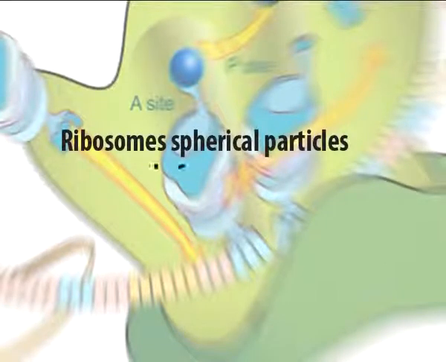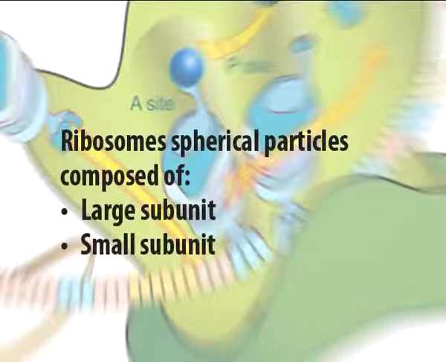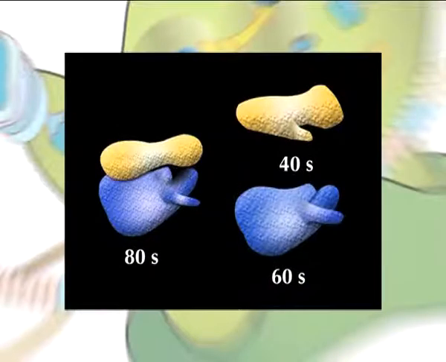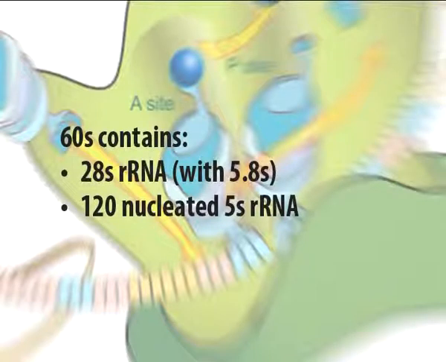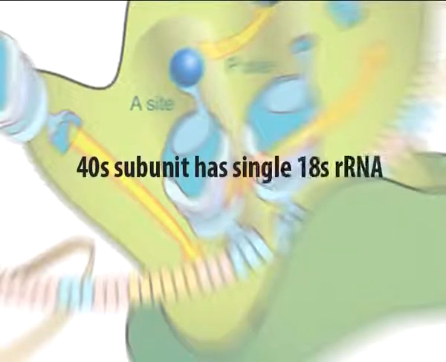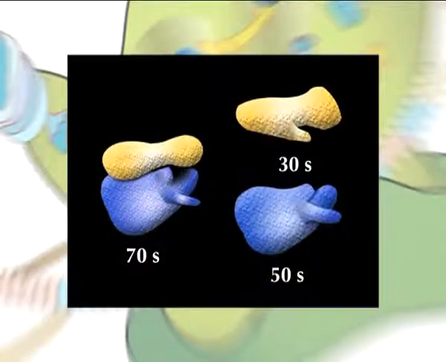These are spherical particles composed of two subunits, a large and a small. In eukaryotes, the sedimentation coefficient of ribosomes is 80S, which is divided into 60S for the large and 40S for the smaller subunit. The 60S contains 28S RNA with a small fragment 5.8S that is attached non-covalently and can be released upon heating, and a very small 120 nucleotide 5S RNA. Whereas the 40S subunit has only a single 18S RNA. In prokaryotes, however, the large and the smaller subunits are 50S and 30S respectively, making a total of 70S.